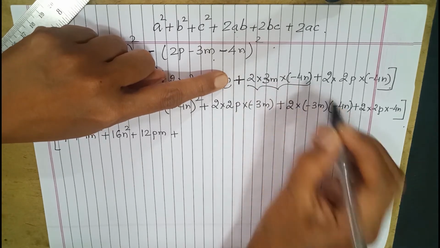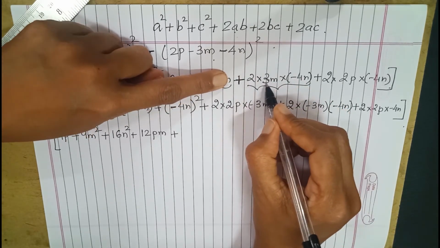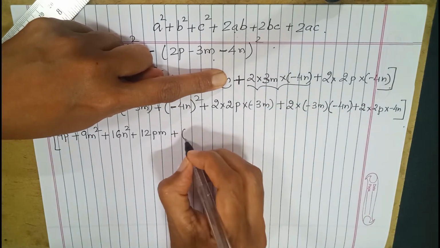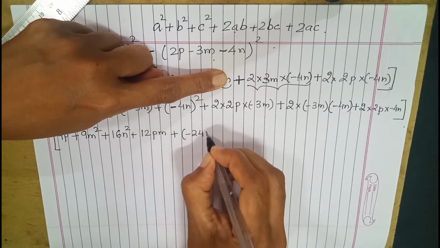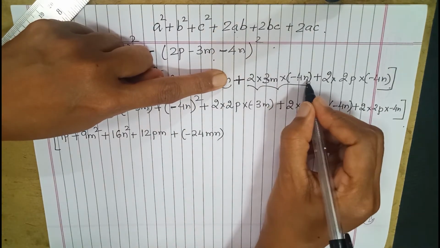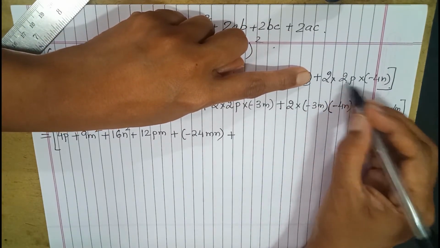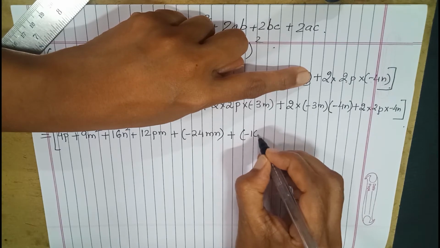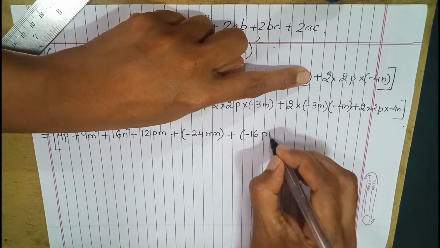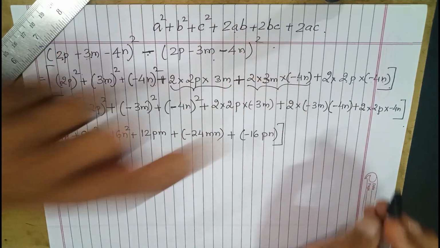This is my term 2bc. So 2 into 3 is 6, 6 into minus 4 is minus 24, m and n. You have m and n here. Let's go to the last term. 2 into 2 is 4, 4 into minus 4 is minus 16, and we have p and n. So this is the first bracket.